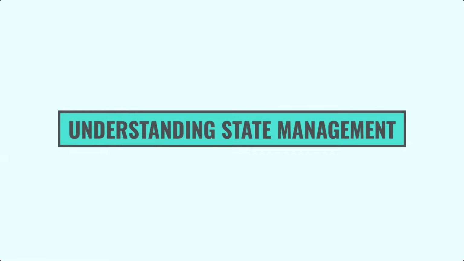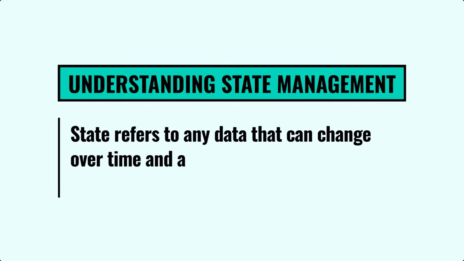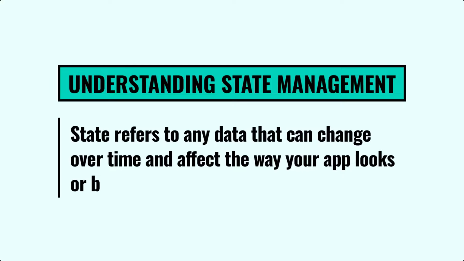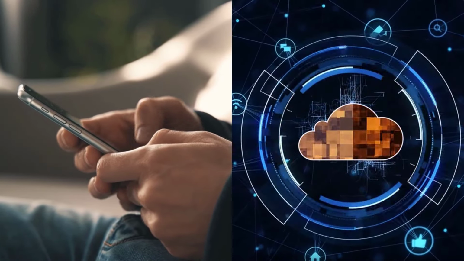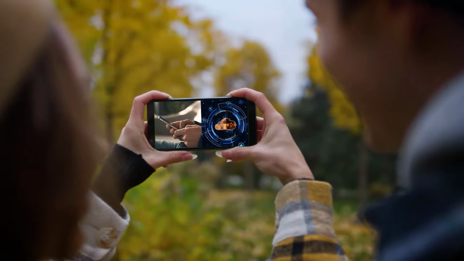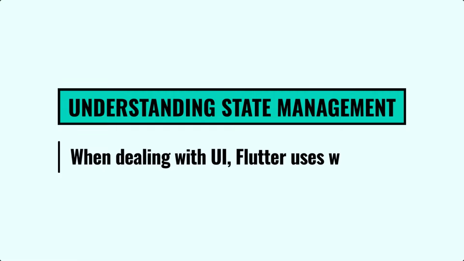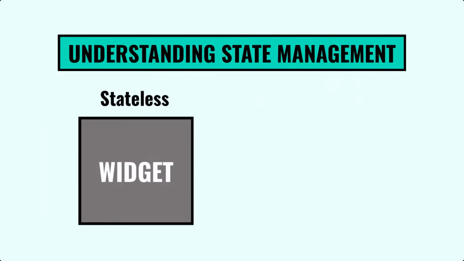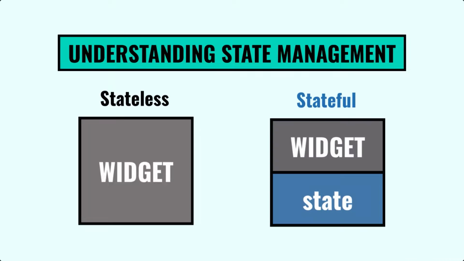First off, in Flutter, state refers to any data that can change over time and affect the way your app looks or behaves. This could be user input, network data, or even things like device orientation. Next, we understand that when dealing with UI, Flutter uses widgets. It can either be stateless widgets, which just display what's given to them without any change, or stateful widgets, which are more dynamic because they hold state data and can rebuild themselves whenever the data changes.